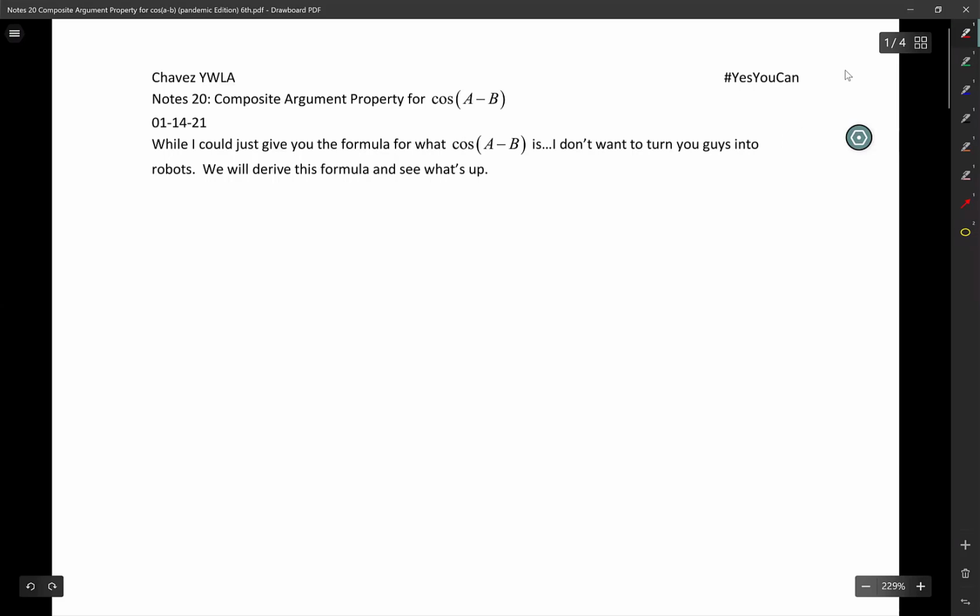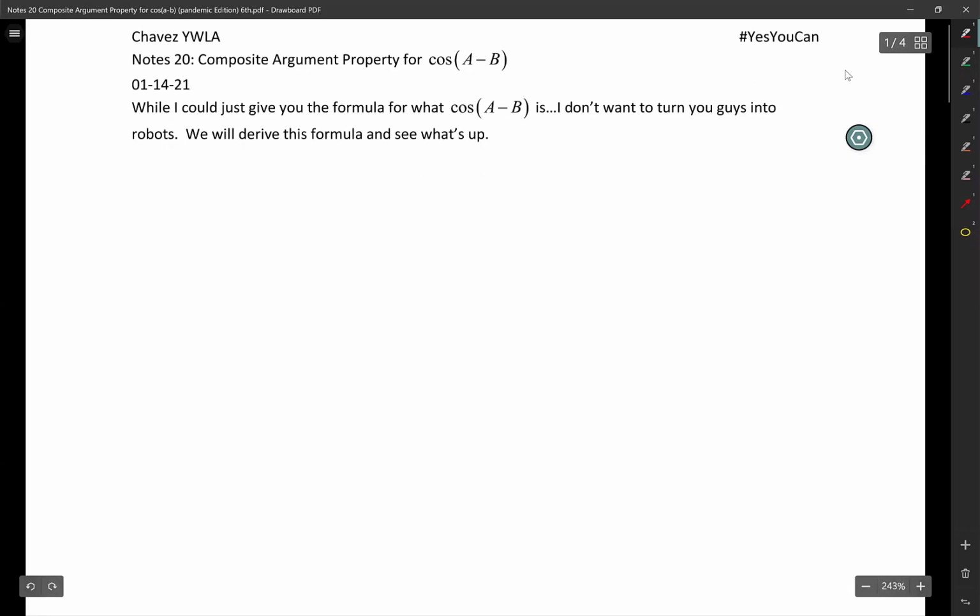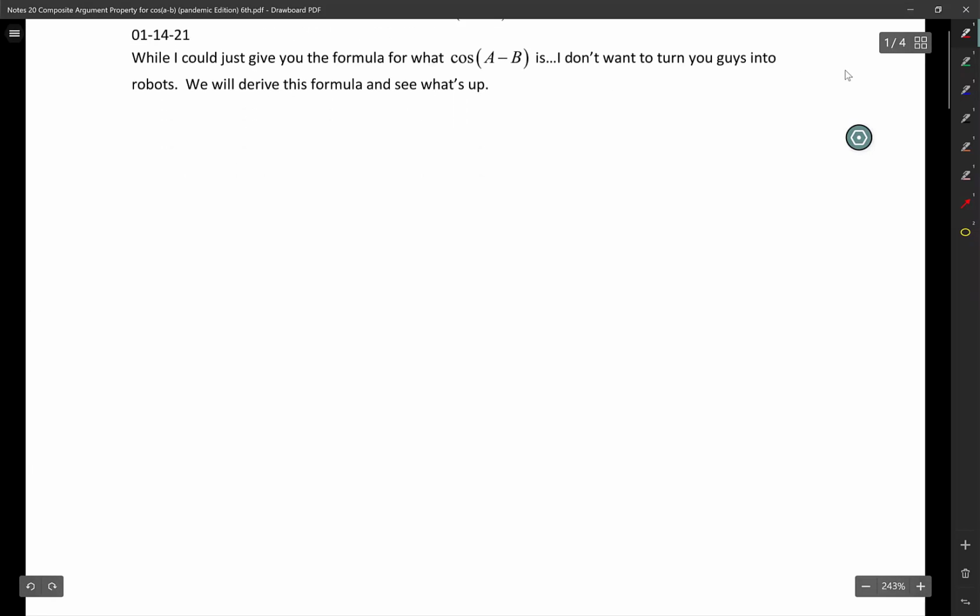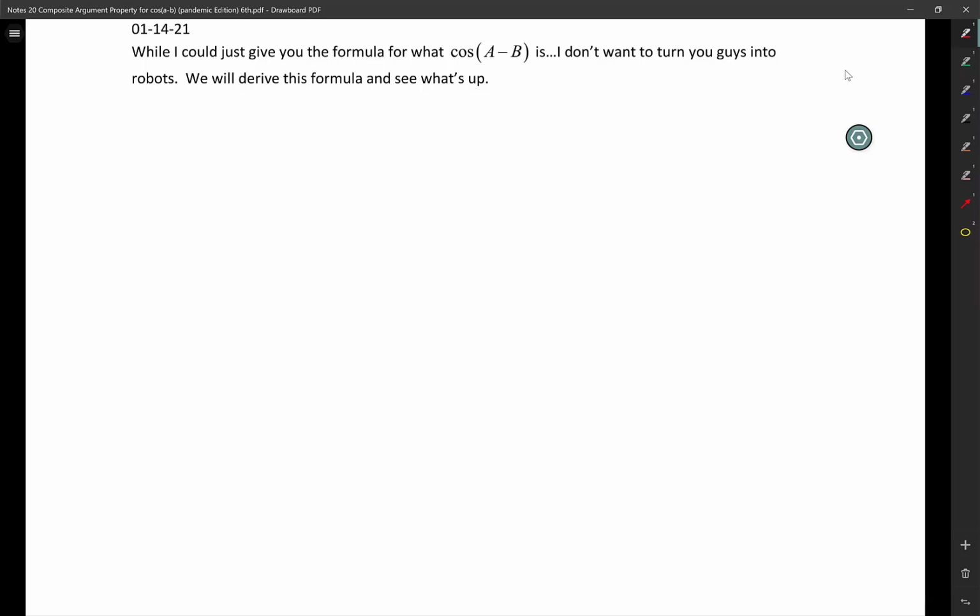I'm going to try it, and I hope that you really love this, guys. Okay. So it says, while we could just give the formula for cosine A minus B, I don't want to turn you guys into a robot. We'll derive this formula and see what's up.